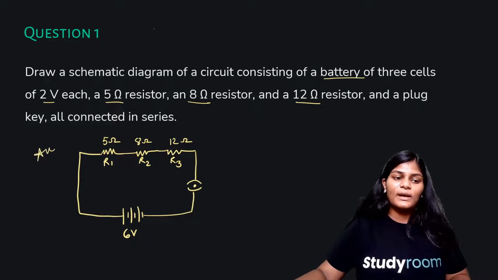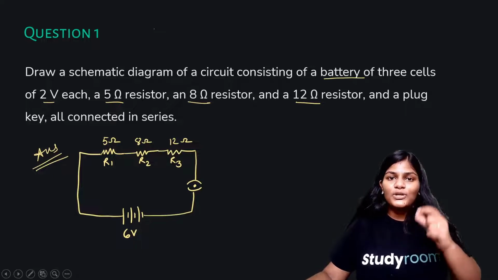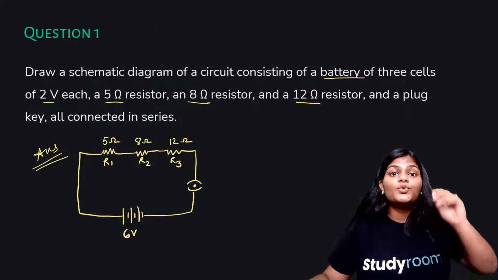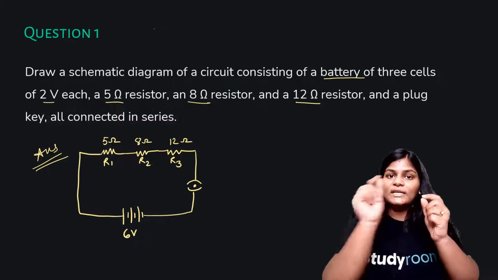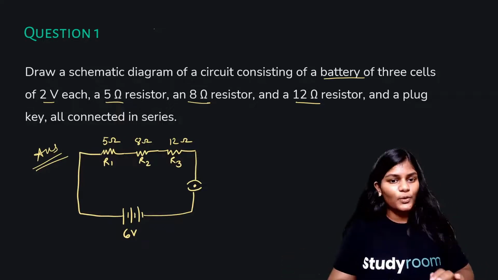That's our schematic diagram. The thing you had to take care here was not to draw just one cell and name it 2 volt. It says 3 cells of 2 volt each. That means one cell 2 volt plus another cell 2 volt plus another cell 2 volt. So it makes 6 volts. Okay. Great. Moving on.